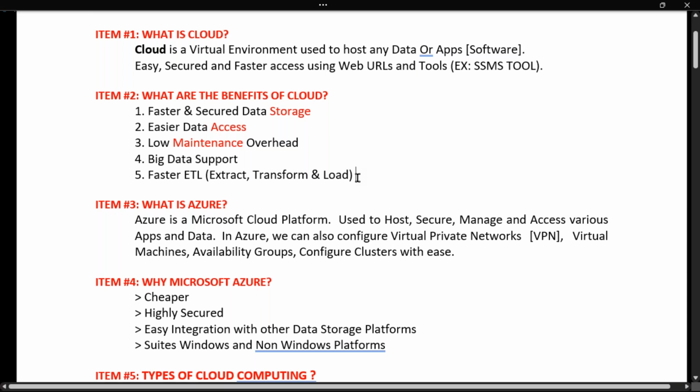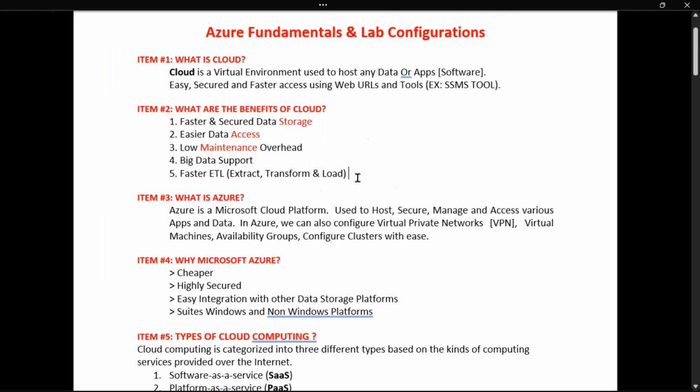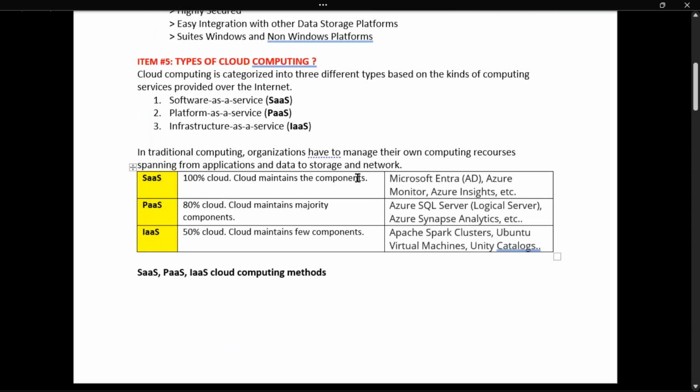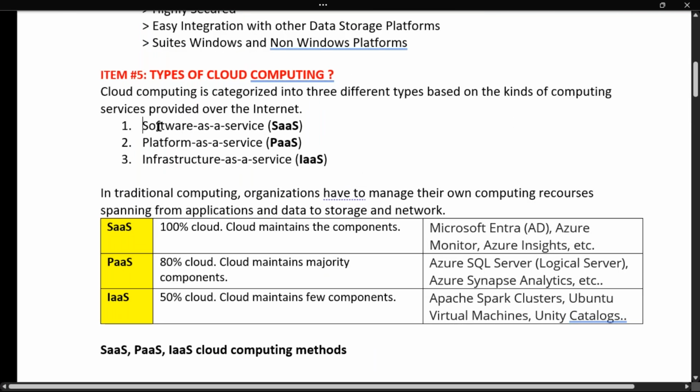There are three important types of cloud computing. We have SaaS, software as a service, PaaS, platform as a service, IaaS, infrastructure as a service. Okay, there are total three items. SaaS, software as a service, 100% cloud. Cloud maintains the components. Microsoft Entra, Azure Monitor, Azure Insights, all these items we are going to learn next. Those are from SaaS.